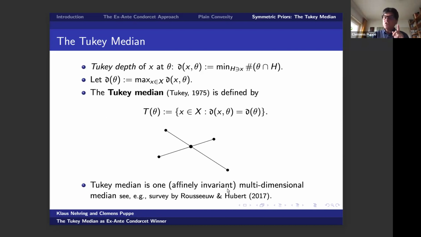But this is not true for most of the other multidimensional medians. For instance, the geometric median, which is the minimum of the sum of the L2 distances, is not affinely invariant. If you do the same with Lp distance, it is not affinely invariant either. So there are only a few such concepts in statistics. There are also other medians than the Tukey, but they are even more rarely used than the Tukey median.